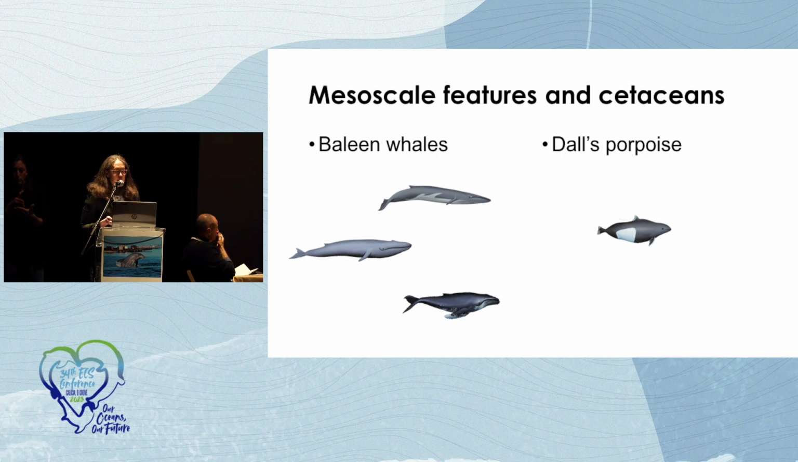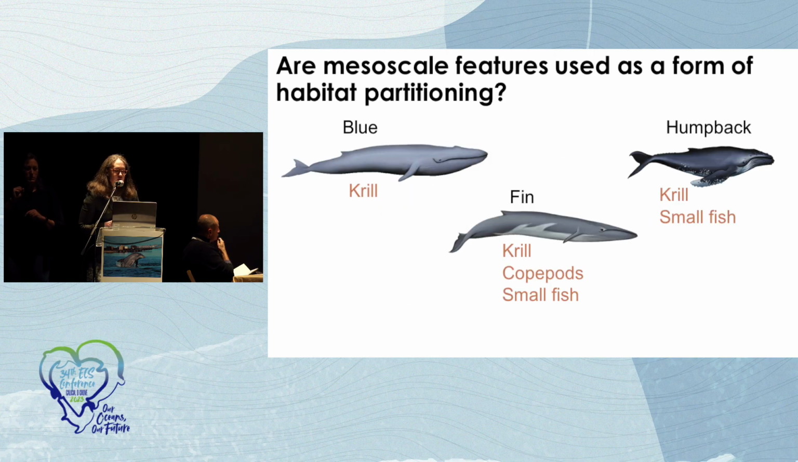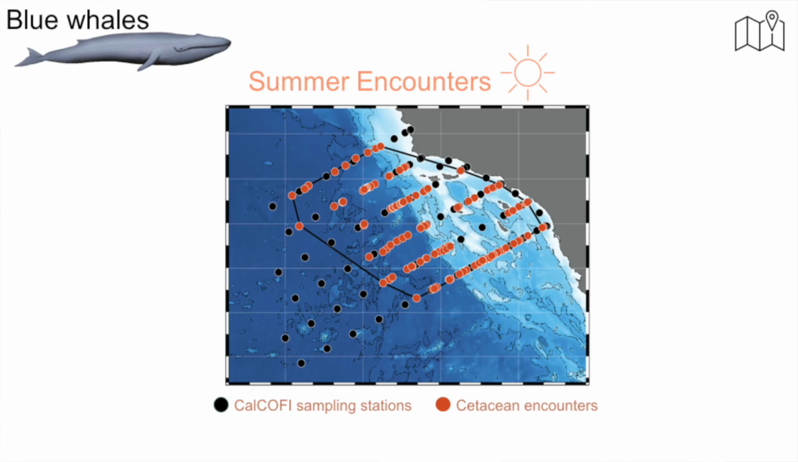So today, very briefly, I'm just going to cover some of the baleen whales, which I talked to you about, and then mention a little bit about Dall's porpoise. Although in my dissertation chapter, I ended up covering 6 species across 4 different seasons. So back to the question I posed at the beginning, are mesoscale features used as a form of habitat partitioning?